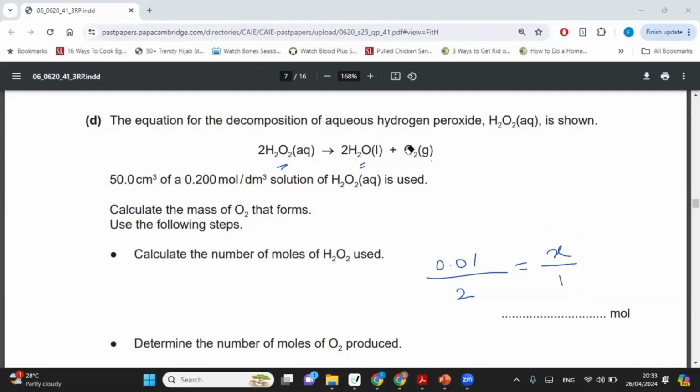So this is basically what I'm doing. That 0.01 is the value I got for 2 hydrogen peroxide, but I don't have 2 oxygen. I only have 1 oxygen. This value is for 2 hydrogen peroxide, so how do I get the value for 1? This is the value for 2 molecules. How do I get the value for 1 molecule? So that's what I'm doing. 0.01 is the value for 2, so what would be the value for 1? Is this becoming clearer now?